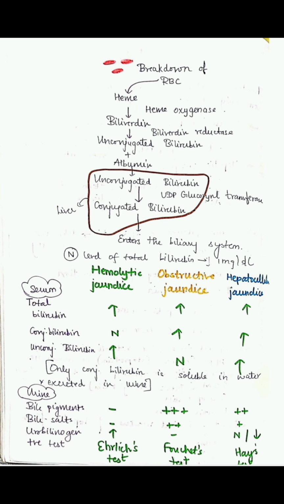Next I have given in a tabular column the difference between the serum markers and urine markers in hemolytic jaundice, obstructive jaundice and hepatocellular jaundice. Take a look at that.